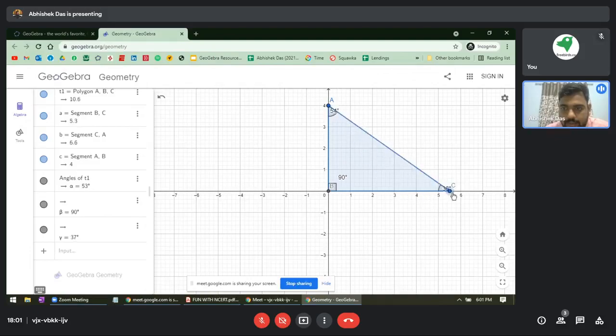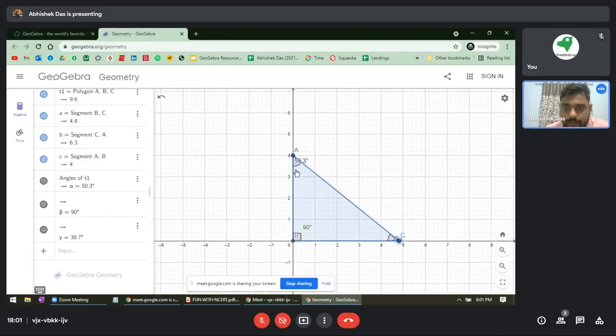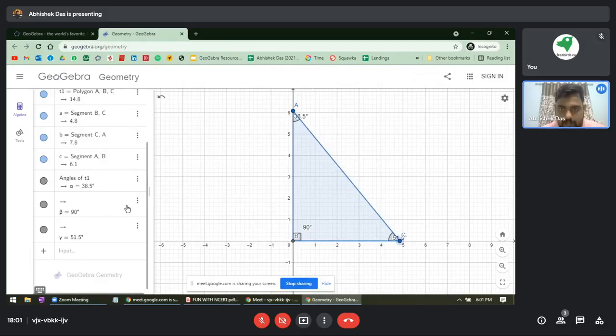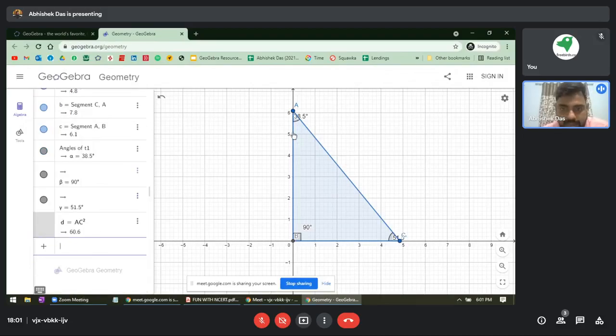So we can change this C out here. We can move around with A and C, and you can see different types of right angle triangles. Now let's check what is AC square. Okay, now Pythagoras theorem states that in a right angle triangle, the square of the side opposite the right angle is equal to the sum of the squares of the other two sides. Right? Now the side opposite the right angle is called the hypotenuse. Let's take the square of that. So AC square is basically 60.6.